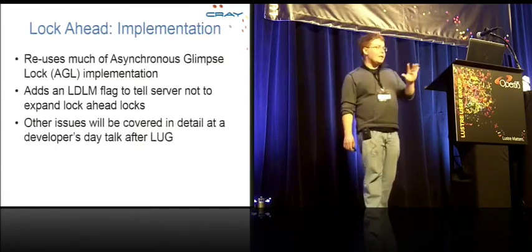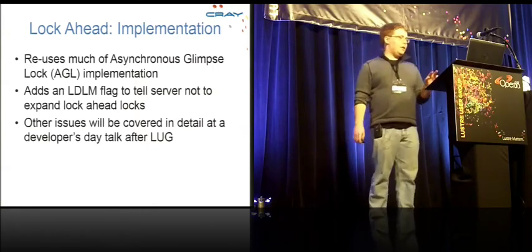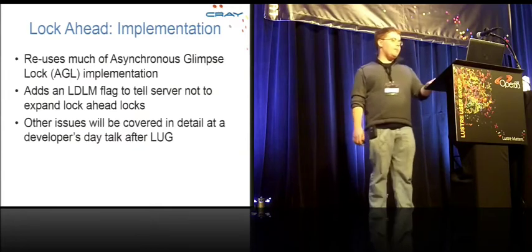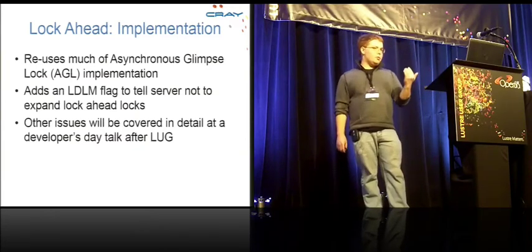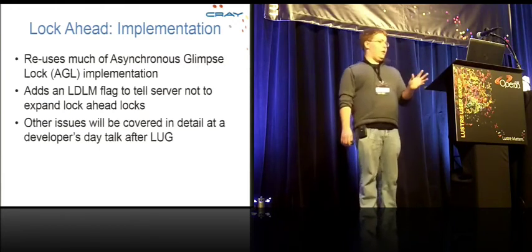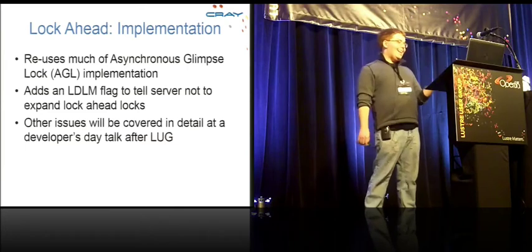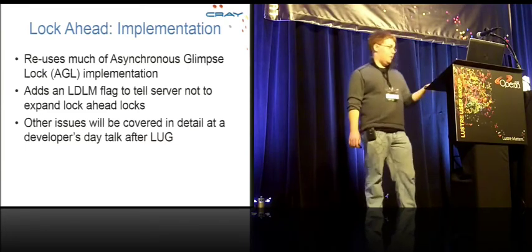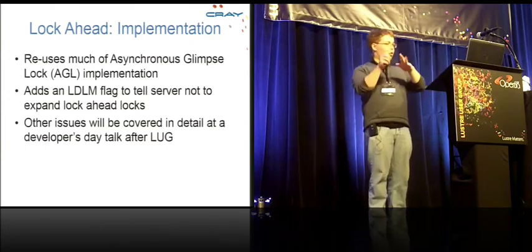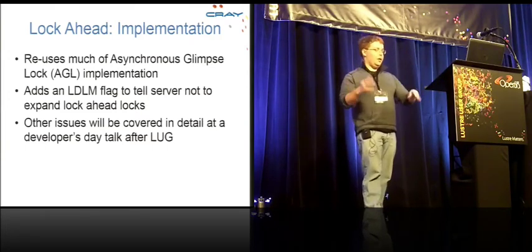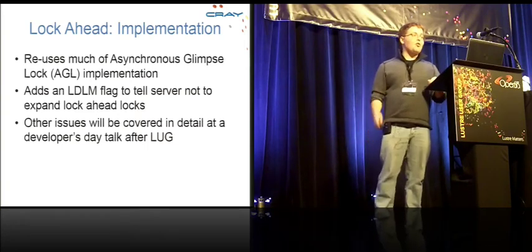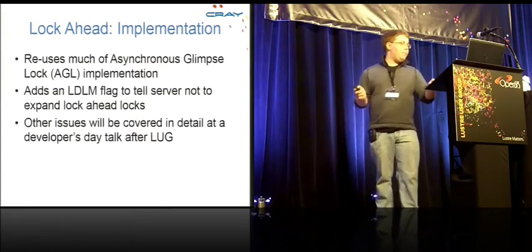So just a little bit about the implementation, sort of a teaser for the Developers Day talk. We're reusing a lot of the asynchronous glimpse lock implementation, because normally Lustre's lock requests are synchronous and asynchronous requests require some different machinery. Some of that already exists. We're also adding an LDLM flag that tells the server not to expand the lock, so the server side can recognize this is a special request. Don't try to optimize the lock size. The client knows what it wanted. And I'm going to go into great detail at the Developers Day tomorrow.